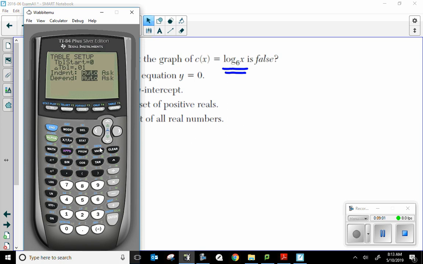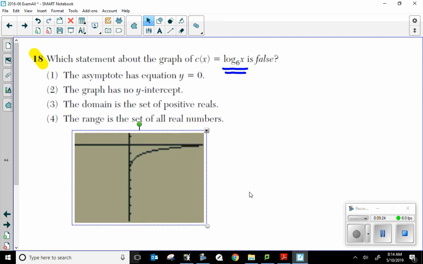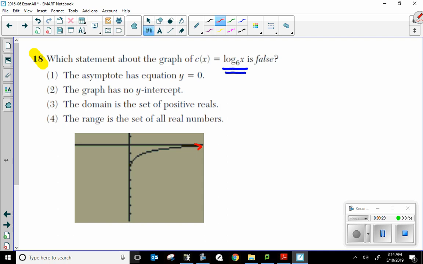So let me go to table set again. I'm going to start at 0. I'm going to make it 10 thousandths. I'm going to look at my table. Geez, look at that. See, -5, -4. So it doesn't actually touch the y-axis. It just looks so close that it looks like it just becomes the y-axis. But in all reality, and this is the tough problem because this graph really kind of helps but doesn't. It goes like this and it gets so close. It just looks like it becomes the y-axis, but it gets closer and closer without touching it.